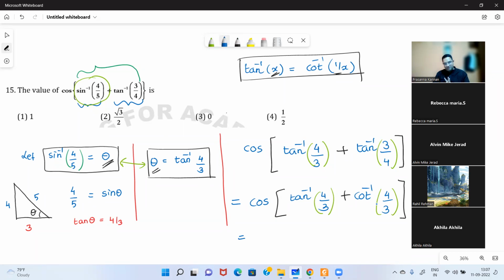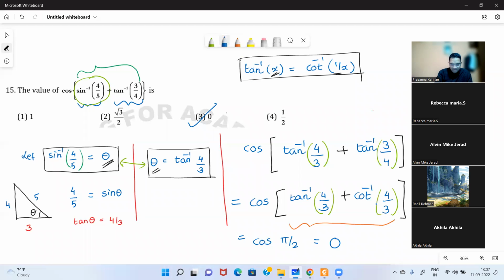From the previous question and from our known results, what is tan inverse of x plus cot inverse of x? Pi by 2, exactly. So this is going to be cos of pi by 2. We know that tan inverse of x plus cot inverse of x is pi by 2, and cos pi by 2 is 0. Therefore, the right answer is the third option. Are you clear now?